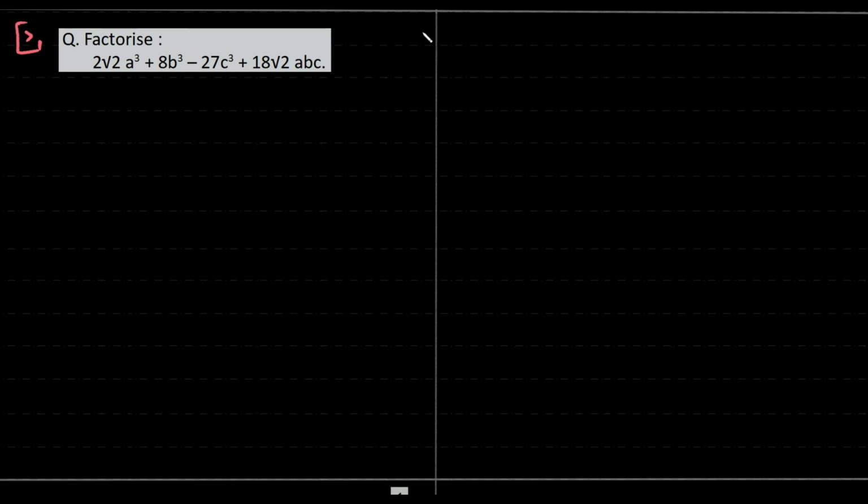Factorize this particular expression. That is, we need to write it in the form of a product of things. So let's analyze the question by writing it. So we have 2 root 2 a cube. So it has to do with cubes. This is 8b cube. Yeah, 8 is 2 cube, very clear. 27 c cube, again very clear, this is also a cube, plus 18 root 2 abc.